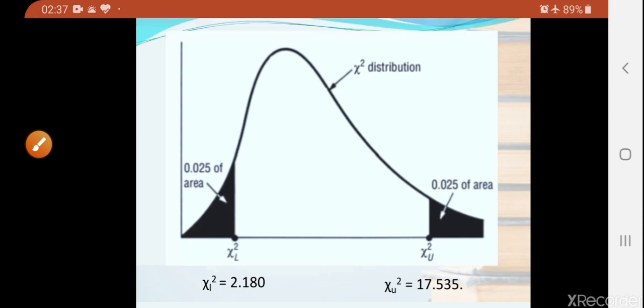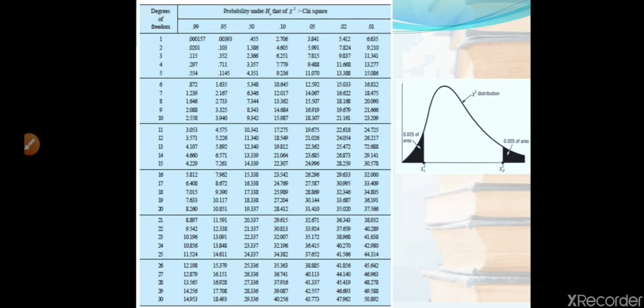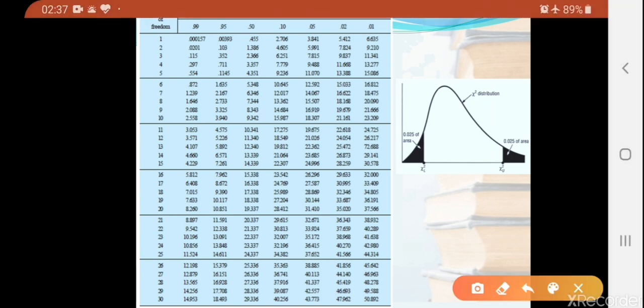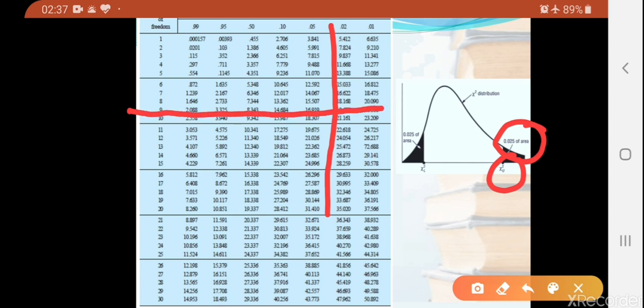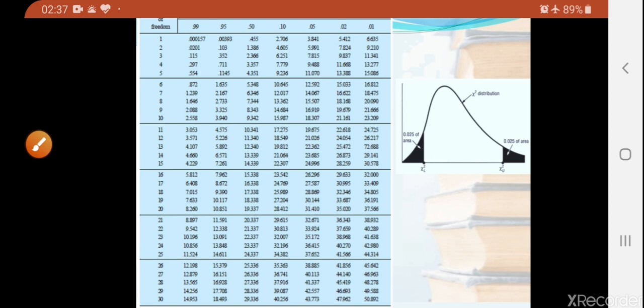So here, if you will see the table for chi-square upper, the area is 0.025. So it lies in between 0.02 and 0.05 for given n minus 1, where total samples are 9. So degrees of freedom would be 9 minus 1, that is 8. So corresponding to 8, we will interpolate between the values of 0.05 and 0.02. So that would be for chi-square U.